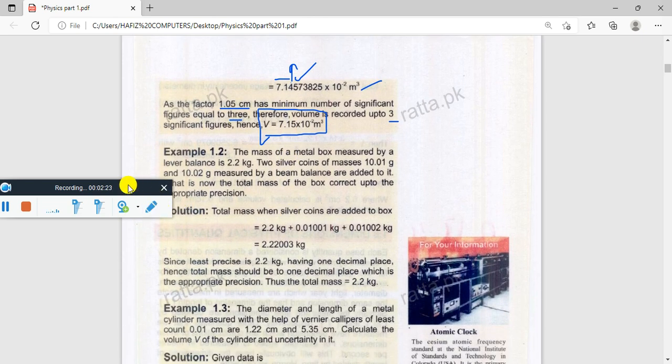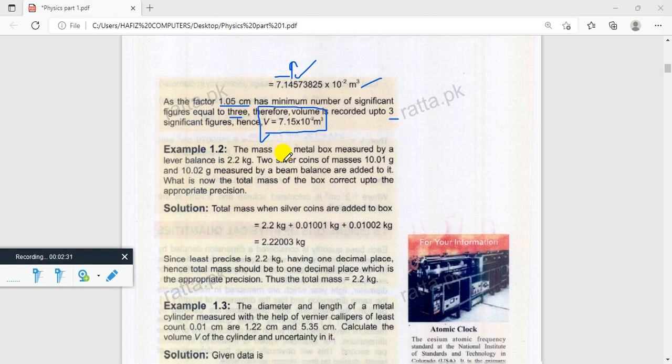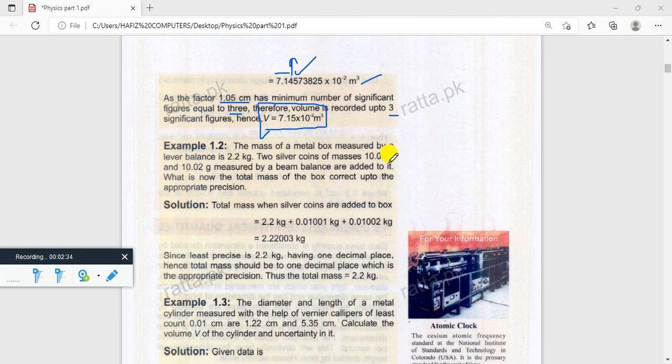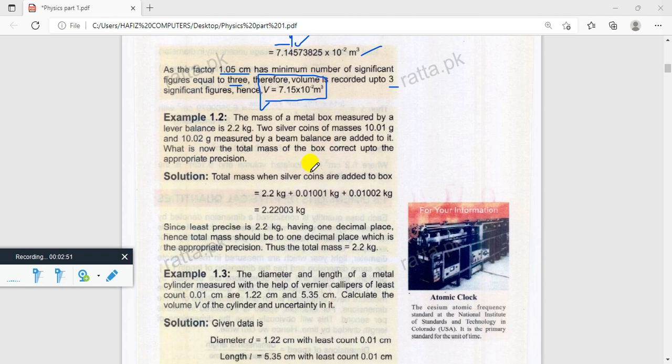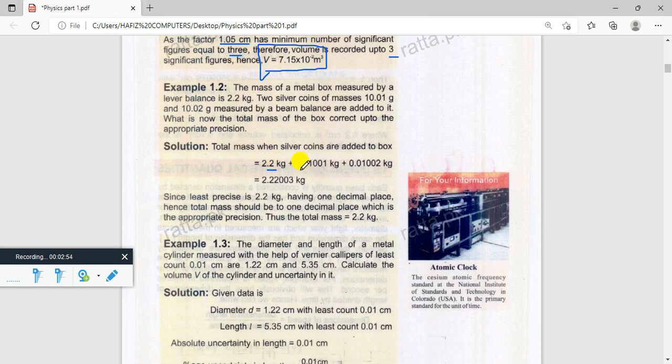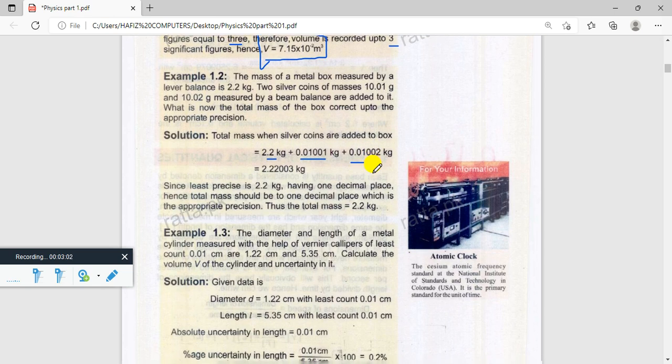The next problem is example 1.2. The mass of a metal box measured by a lever balance is 2.2 kg. Two silver coins of masses given here, measured by a beam balance, are added to it. What is the total mass of the box up to the appropriate significant figures? Now I will give the total mass up to appropriate significant figures. When we add these three values, we will give the total mass of the metal box on a beam balance.